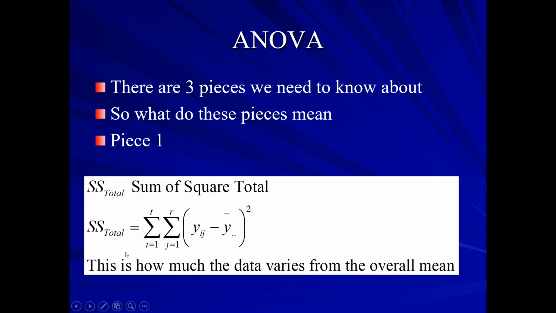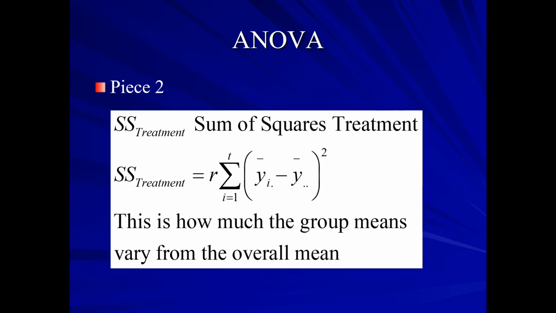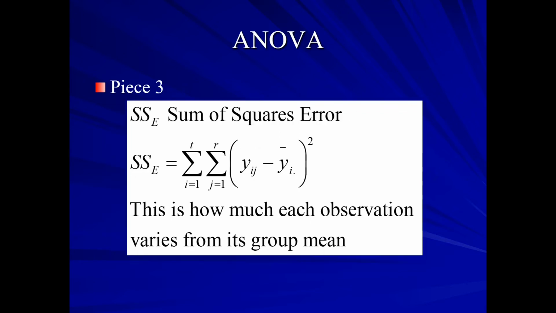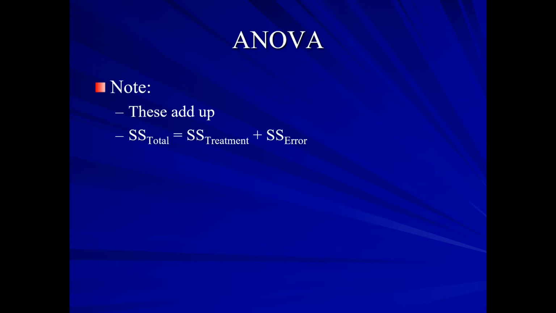Sum of squares total, how much the data varies from the overall mean. Sum of squares treatment, this is how much the group means vary from the overall mean. And then sum of squares error, this is how much each observation varies from its group mean. And these add up. And so what we have done is partition our variance into the variance because of the treatment and the variance because of the error.